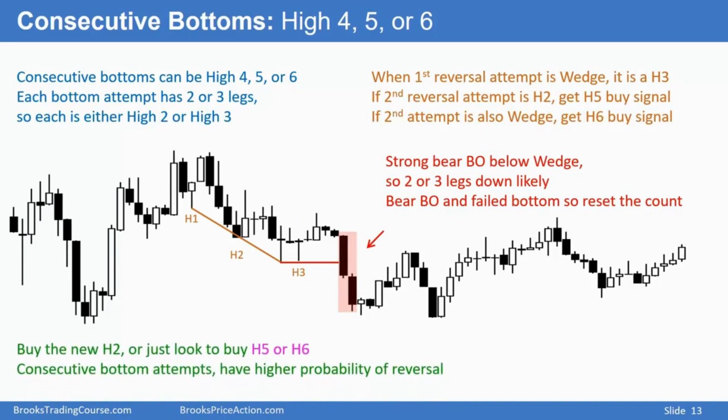And then we get a second attempt at a bottom, leg 1, leg 2. I don't care if you call it high 1, 2, 3, 4, 5, or if you call it 1, 2, 3, 4, or if you call it first bottom and then second bottom. Whenever the bottoms are complex, in other words, have 2 or 3 legs, and you have a pair of them, the odds of a reversal are higher.